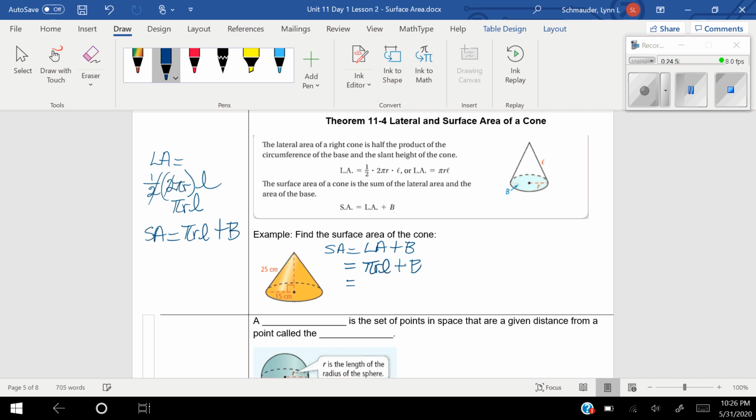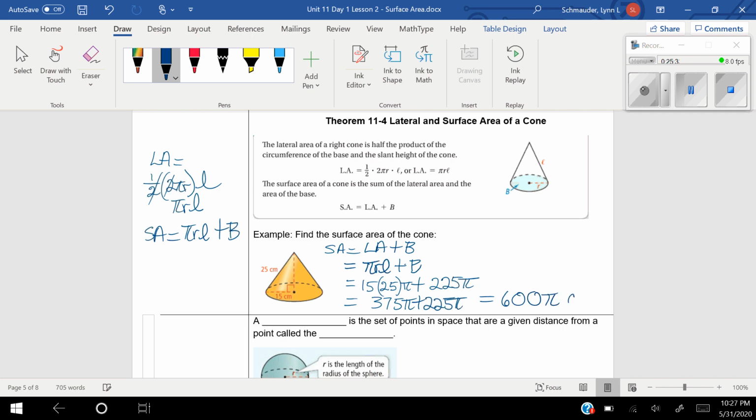All right, so let's see, the radius here is 15. Slant height is 25 times pi plus pi r squared. Let's see, 15 squared is 225. All right, so 15 times 25, 375 pi plus 225 pi. So 375, 225, I think that's 600 pi.